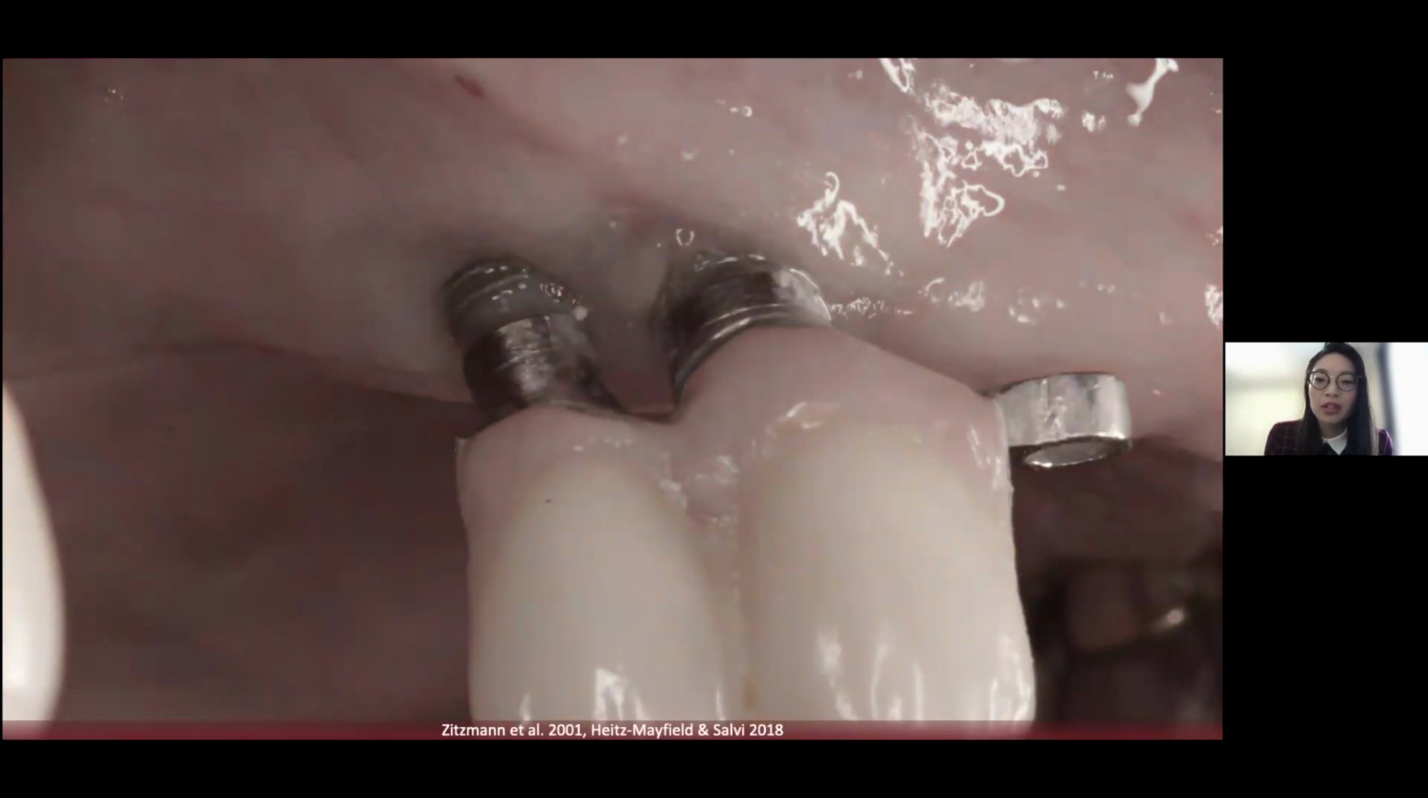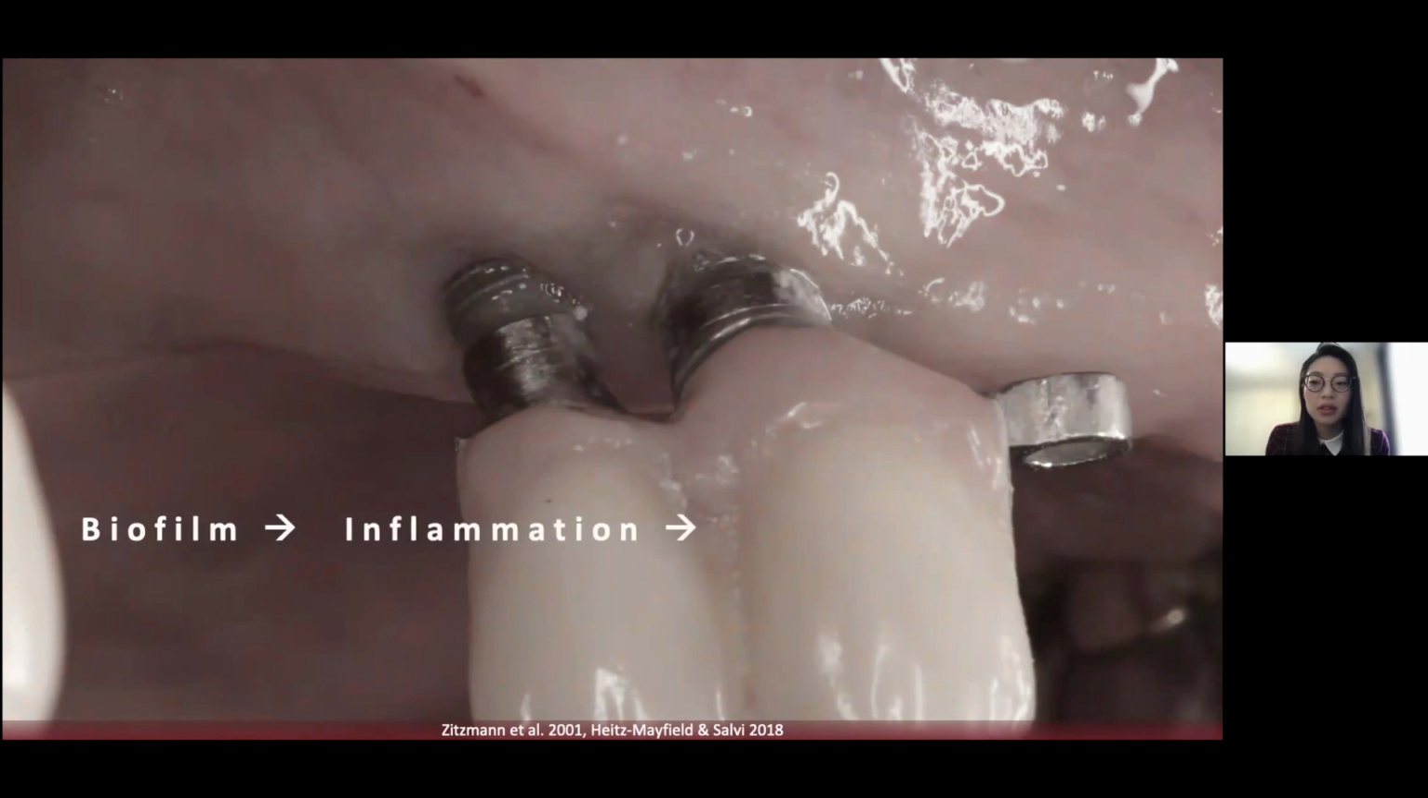Overall, we know that strong evidence exists to implicate biofilm in the induction of inflammatory responses in both the gingiva of natural teeth and peri-implant mucosa. Inflammation of the peri-implant soft tissue is known as peri-implant mucositis, and this inflammation can trigger a catabolic osteoimmune response, which results in progressive resorption of the marginal bone at the implant site and is then diagnosed as peri-implantitis.